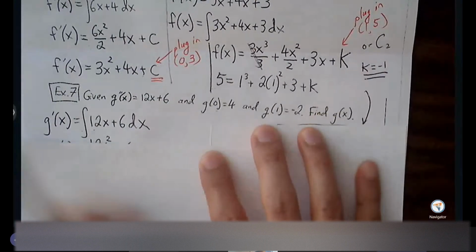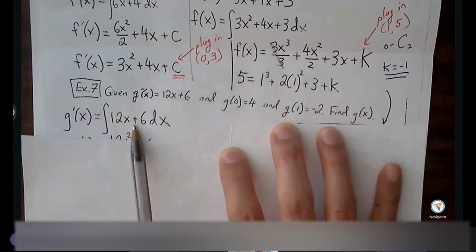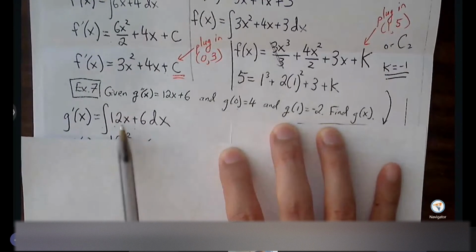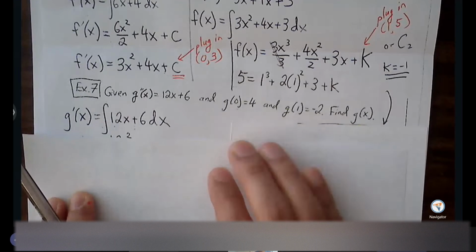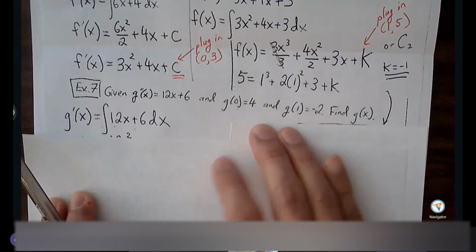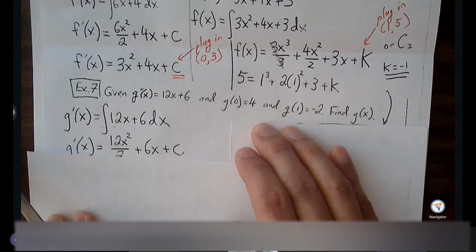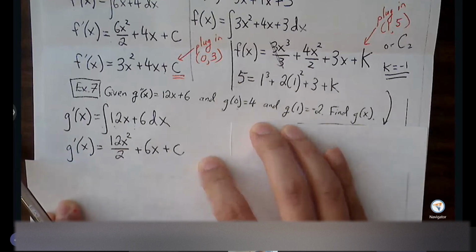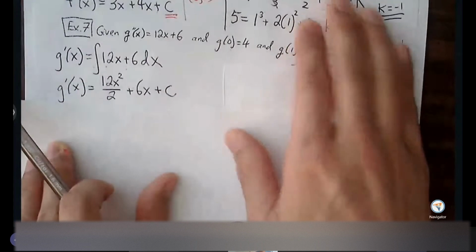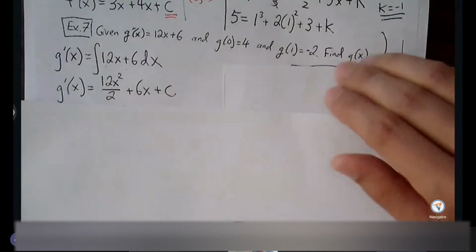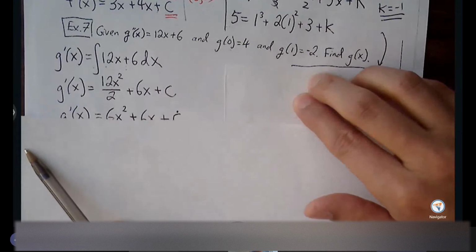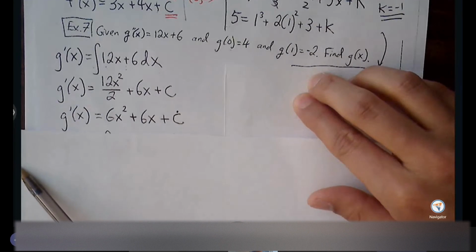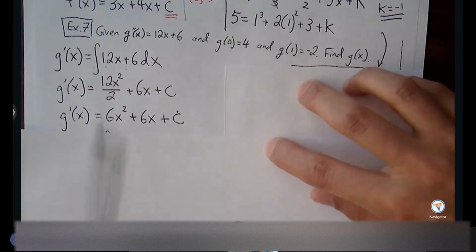I'm going to indicate using integral notation that I'm about to take the antiderivative, and this process will bring me up to the g prime level. All right, so we go through power rule. 6x squared plus 6x plus c. Now I have a c here.